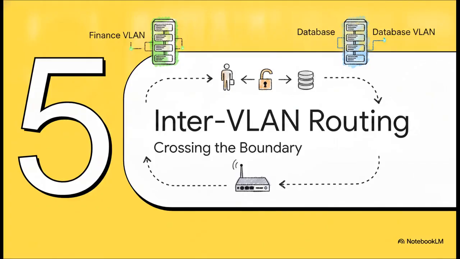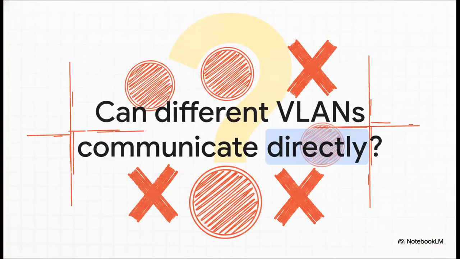Okay, part five, inter-VLAN routing, or crossing the boundary. Now, this brings up a very practical reality. What actually happens when someone in the finance VLAN legitimately needs to pull something from the database VLAN? Can these different VLANs just communicate directly with each other by default? The answer is a hard no. Remember, total isolation is the default behavior here, and that's exactly how we protect the system from unauthorized access.